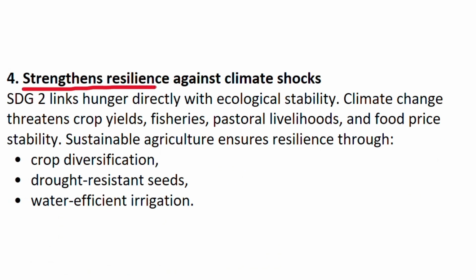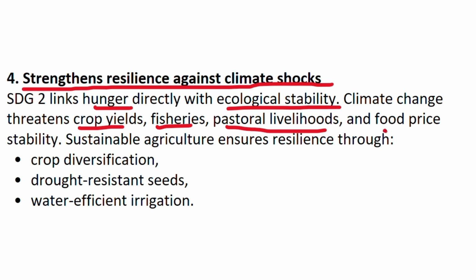Then let's check the fourth point, resilience against climate shock. Climate change is a major threat in our century, and SDG 2 mainly addresses the climate impacts. It links hunger directly to ecological stability. If we have a stable ecological environment, then there will be enough food, right? If there are a lot of floods, droughts and so on, productivity is affected, and we won't be able to produce that amount of food. Climate change threatens crop yields, fisheries, pastoral livelihoods, meaning the cattle, and food price stability.